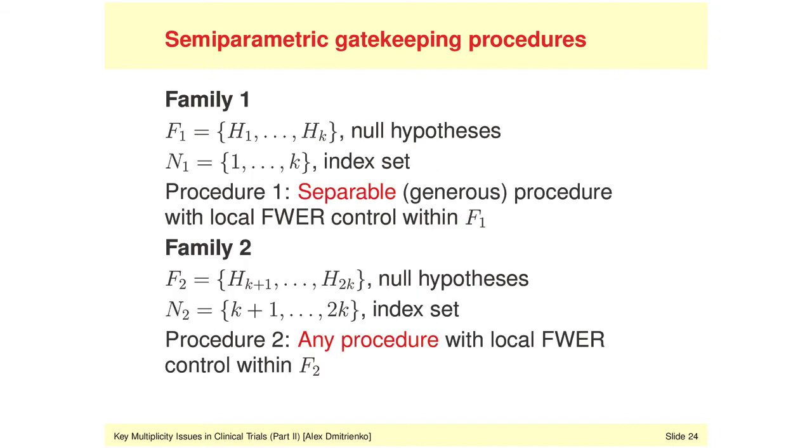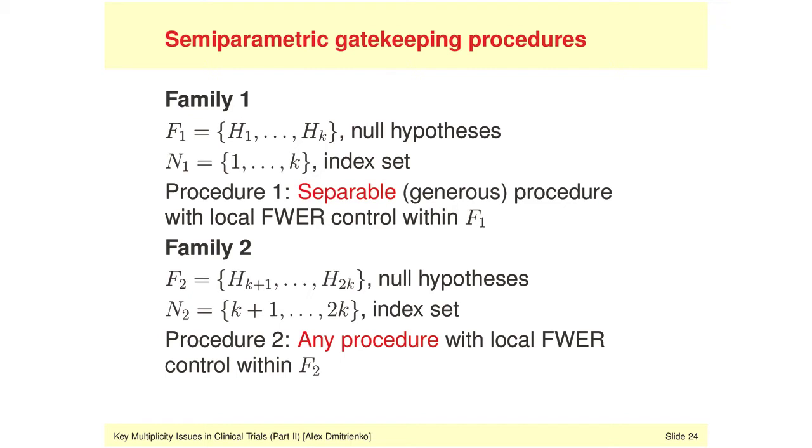To introduce this general method for constructing multi-stage parallel gatekeeping procedures that could have powerful semiparametric components, I'm going to need to introduce some notation. That's what I'm going to do on this slide. We're going to assume once again a straightforward two-family multiplicity problem. We will assume that there are k null hypotheses in the first family. They're denoted by H1 through Hk. We're going to introduce the index set. This is the set of indices of the hypotheses in the primary family. This index set is going to be denoted by N1, and it's simply equal to the set which includes all of the indices 1 through k.